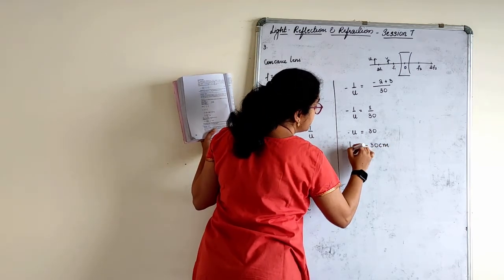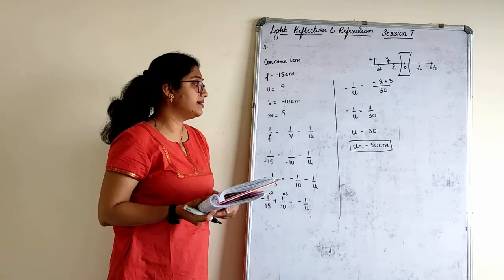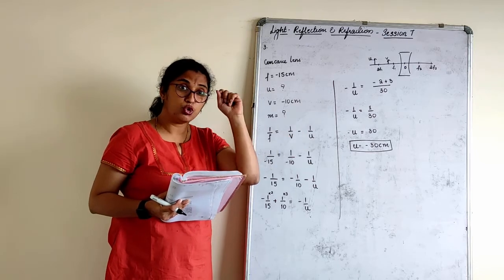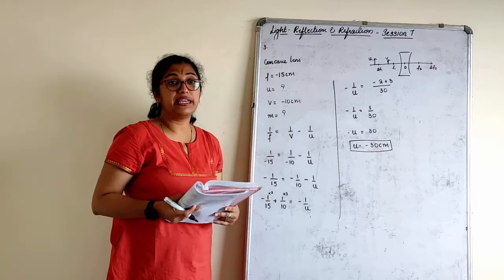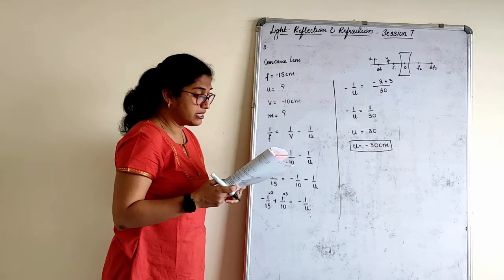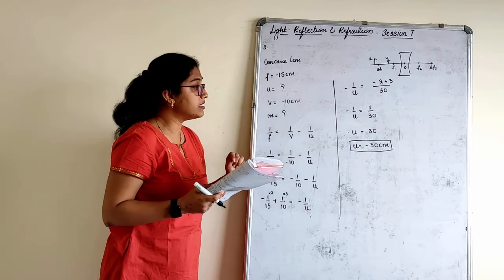Should u be minus, children? Yes, u always should be minus. Did we get a minus answer? See, you can't get a plus answer and say u is minus. You have to get it as it is. Did we get the right answer? Yes. So, what was the question asked here? At what distance should the object be placed? So, object distance is 30.